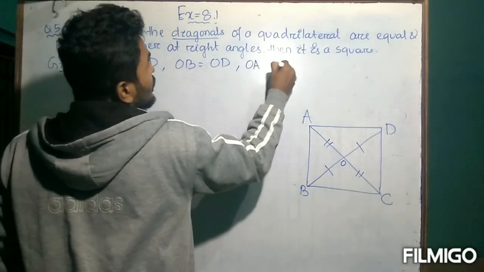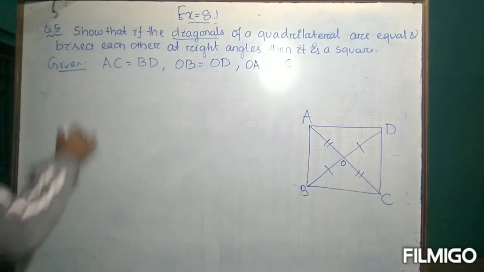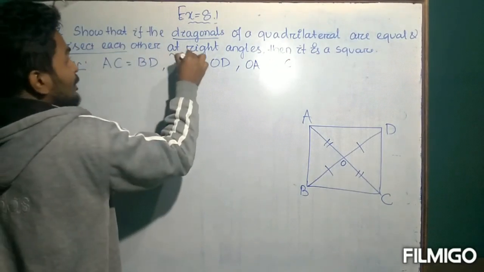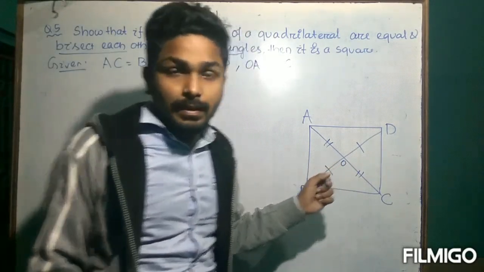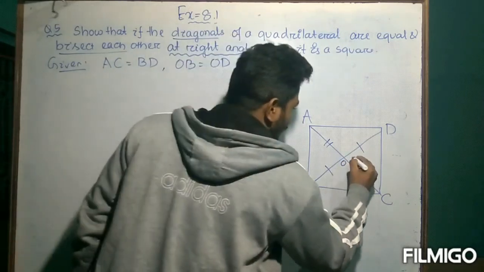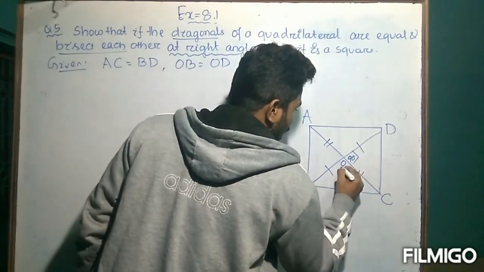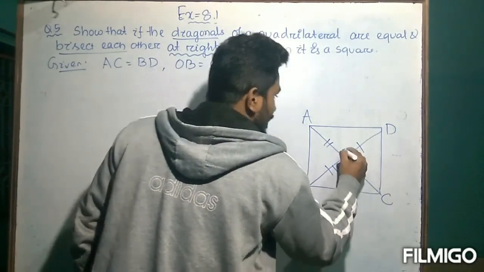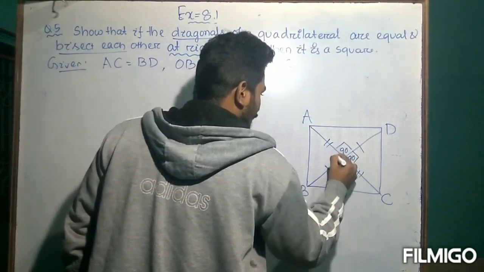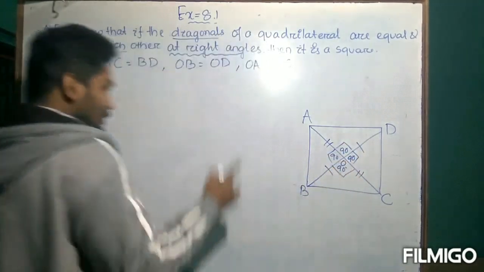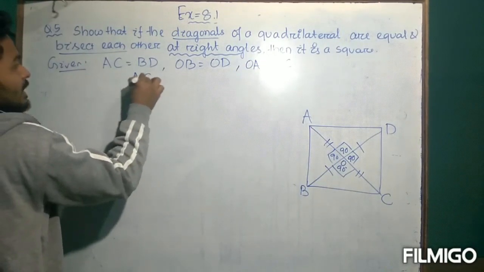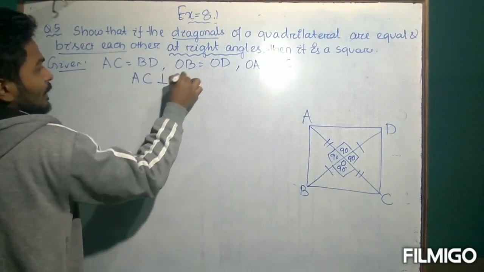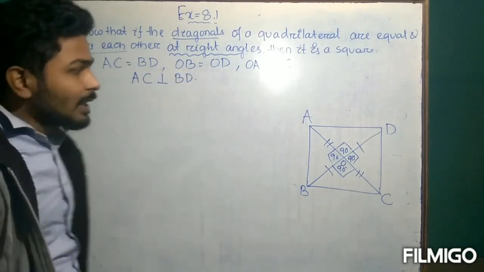OA is equal to OC. And they bisect each other at right angle. It means the angle between the two diagonals is 90 degree. So each angle is 90 degree. This is 90 degree, 90 degree and 90 degree. So simply we can write that the diagonal AC is perpendicular to the diagonal BD. That means the angle between them is 90 degree.